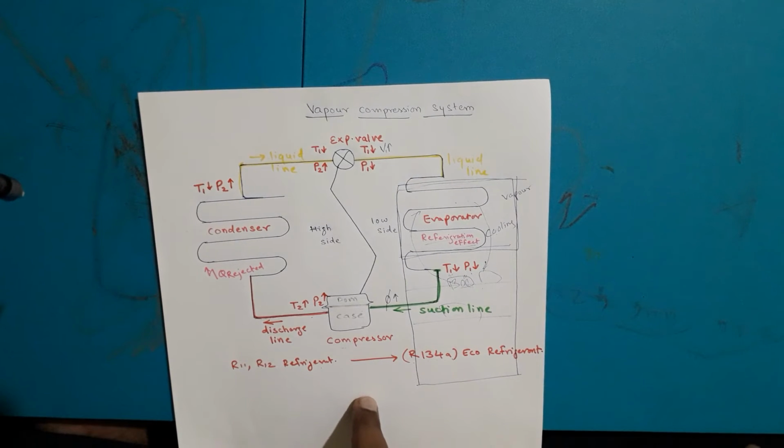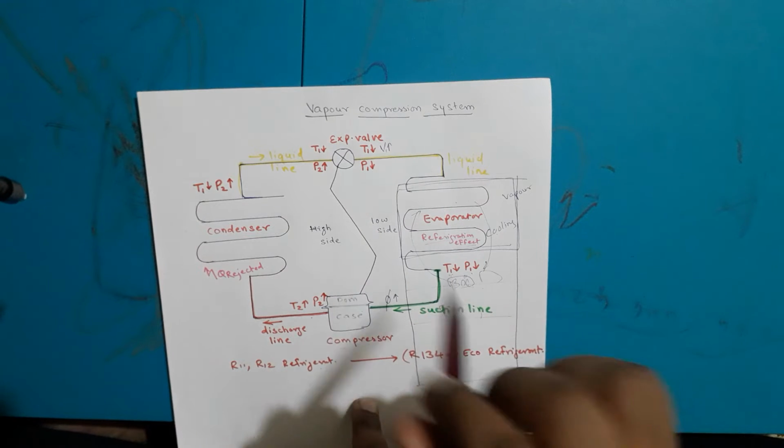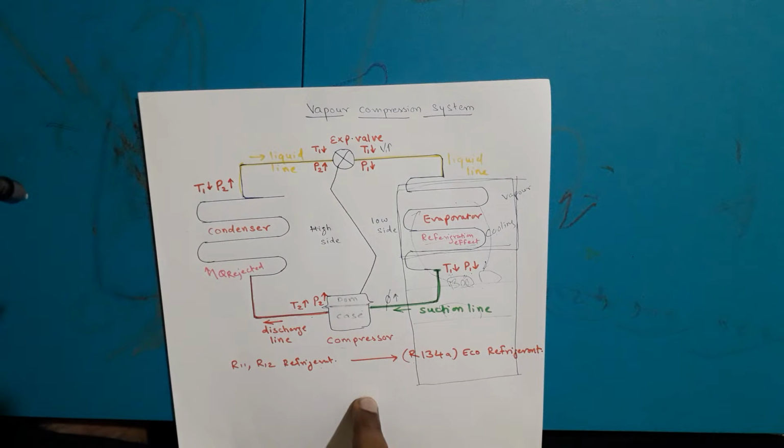Good afternoon. So today we are going to study the vapor compression system. As the name indicates, the vapor compression system is a system where the vapors are compressed. There are n number of refrigeration systems, in which the most effective is the vapor compression system.